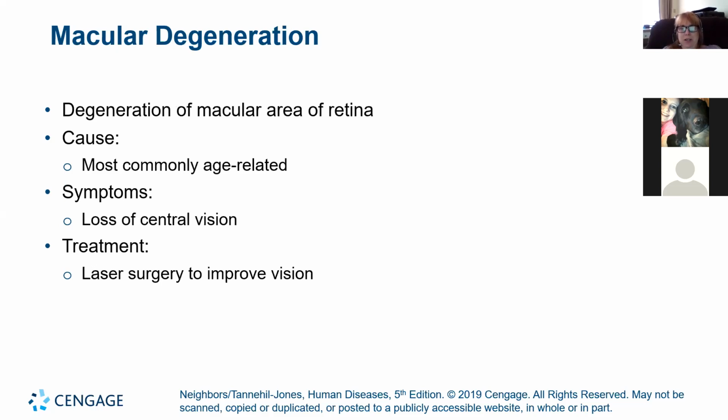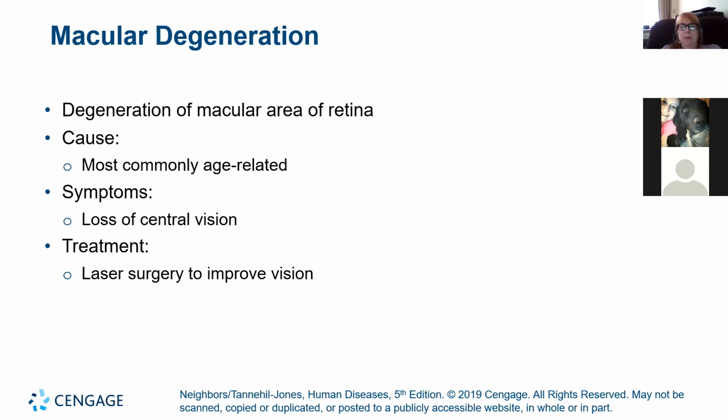Macular degeneration is something that happens to people as they get older. It's a degeneration of the macular area of the retina. They don't know exactly what causes it. They just know it happens as you get older. And what happens is you lose your central vision. When you are looking ahead, say you were looking at your computer screen like you are now, there would be a big round black circle right in the middle of the screen.